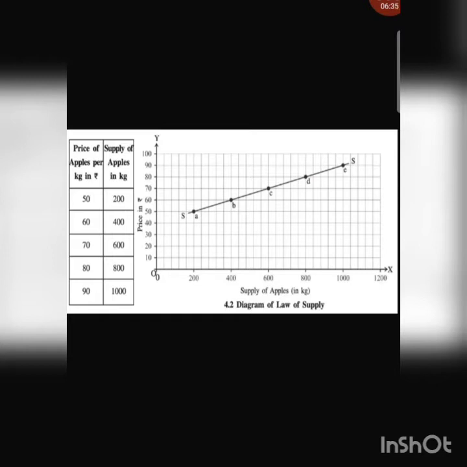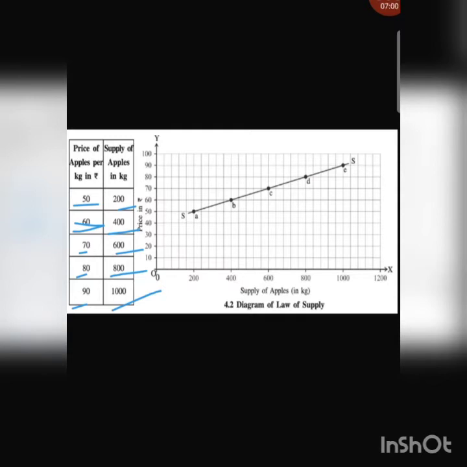Very first, when the price is 50, the supply of apple in kg is 200. When it increases to 60, the supply of apple is 400. Then at 70, the supply of apple is 600. At 80, it is 800 supply. At a price of 90, 1000 kg of apples are supplied.